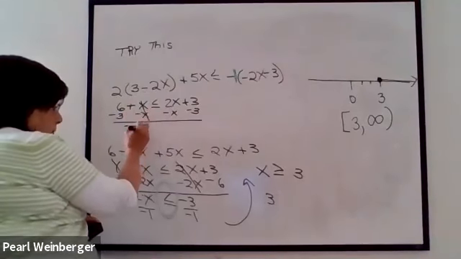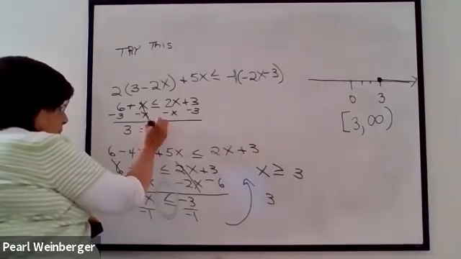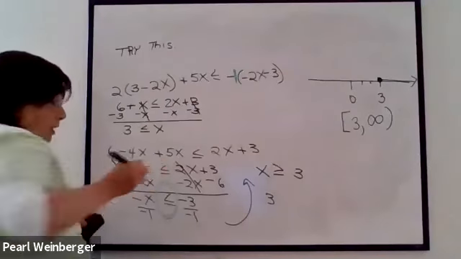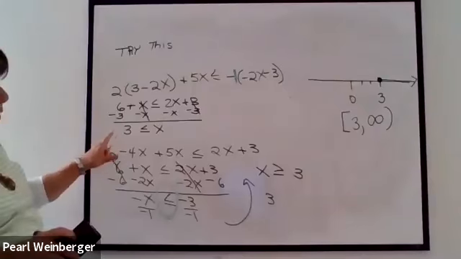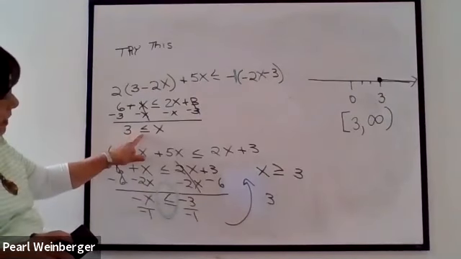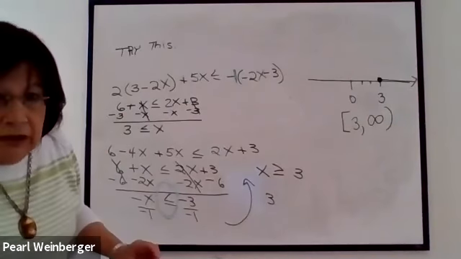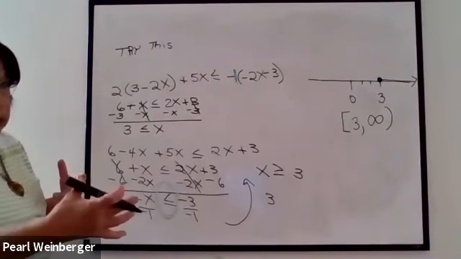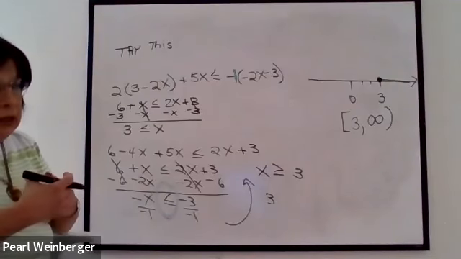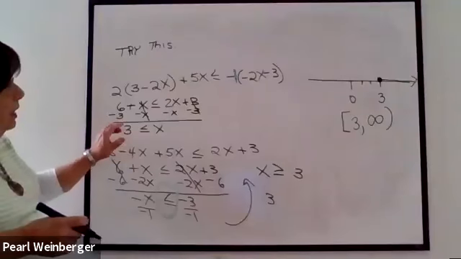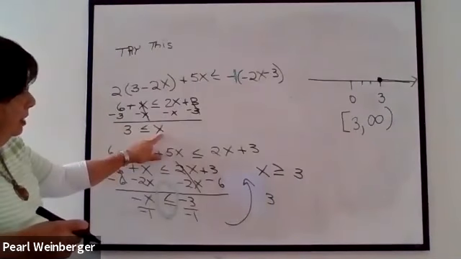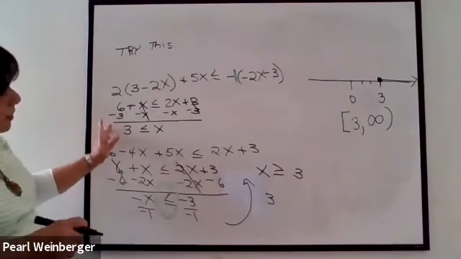This canceled out. This gave you less than or equal to x. And this canceled out, right? This is what you were left with. Yours says 3 is less than or equal to x. Now, the problem with this is that when you want to go to the number line, or into interval notation, you really have to have the x on the left side and the number on the right side.